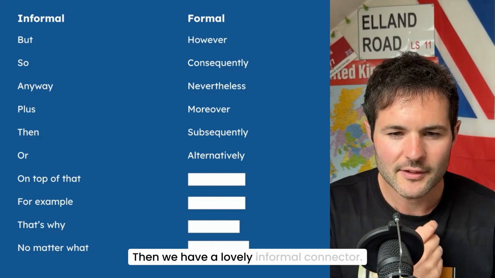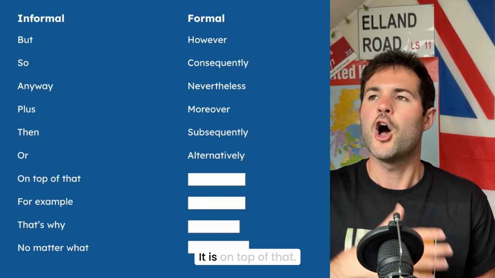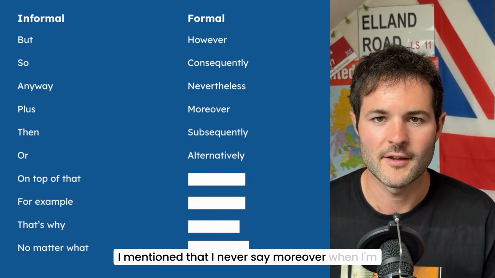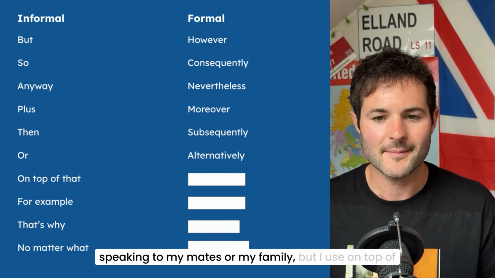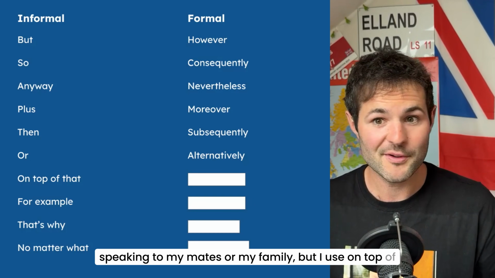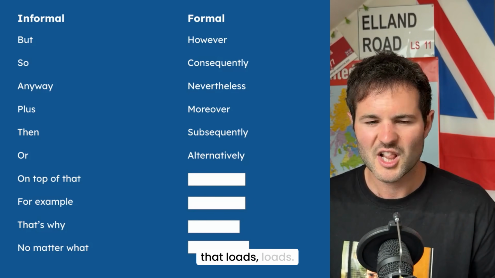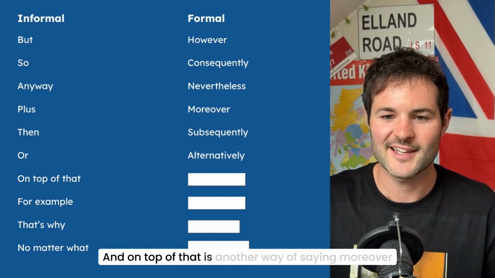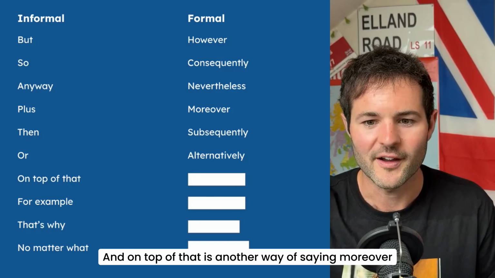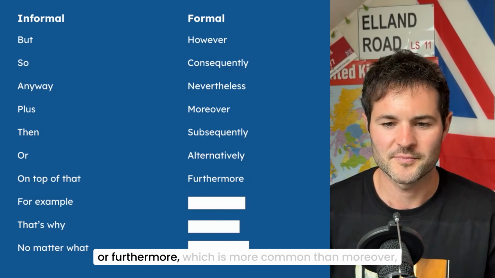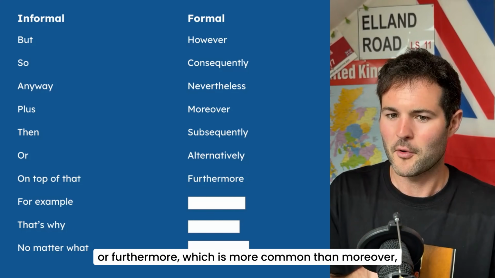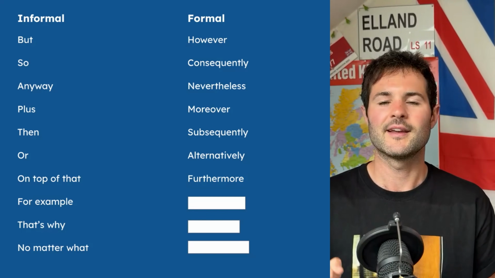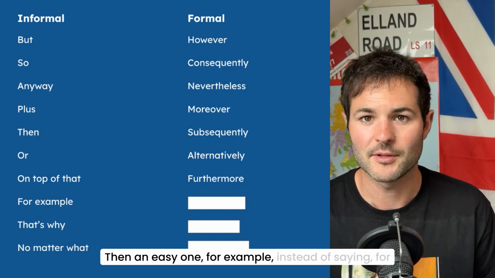Then we have a lovely informal connector. It is on top of that. I mentioned that I never say moreover when I'm speaking to my mates or my family, but I use on top of that loads. And on top of that is another way of saying moreover or furthermore, which is more common than moreover, but it's still quite formal.